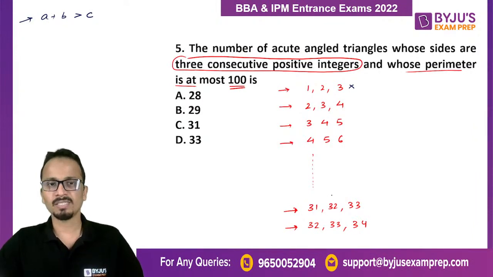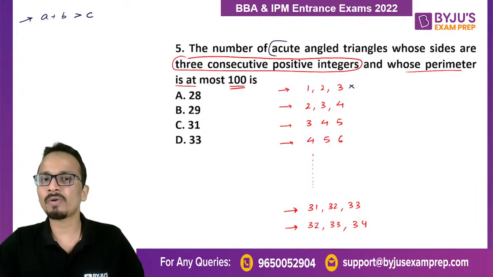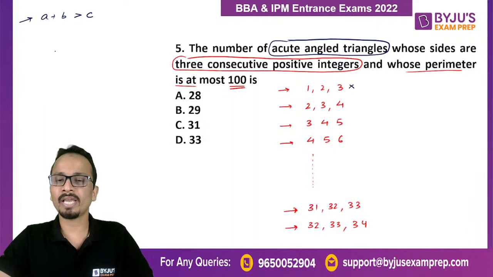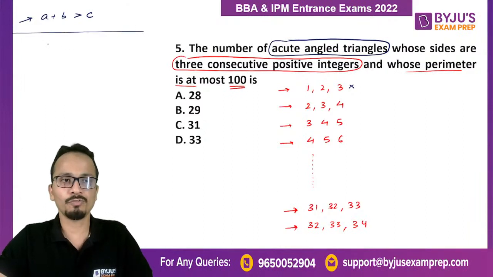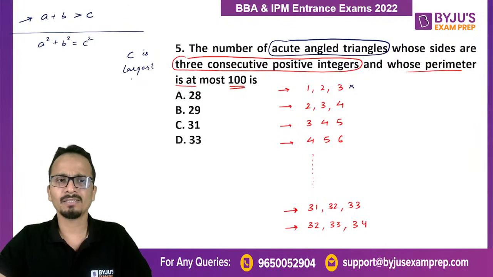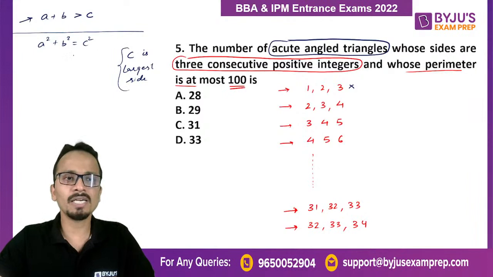Right? Now next thing is, I want this triangle to be an acute angled triangle. Now let's look at the condition for acute angle triangle. Careful, all of you. Now a square plus b square is equal to c square, where c is the largest side. C is the largest side. I'll keep the largest side separately. So if c is the largest side, this is given. So this is the condition for a right angled triangle.